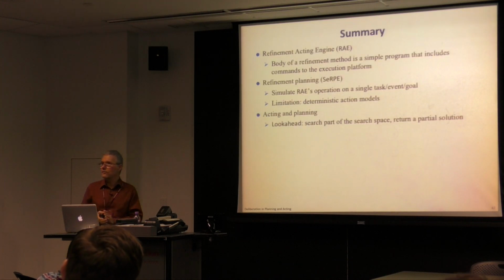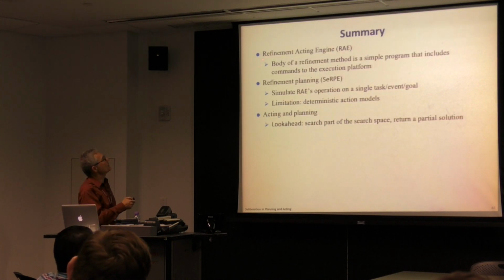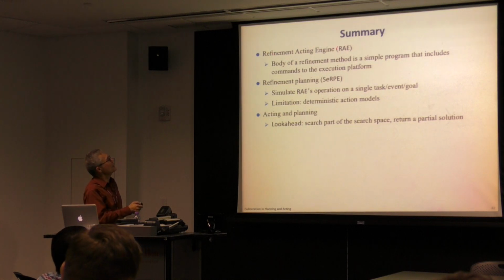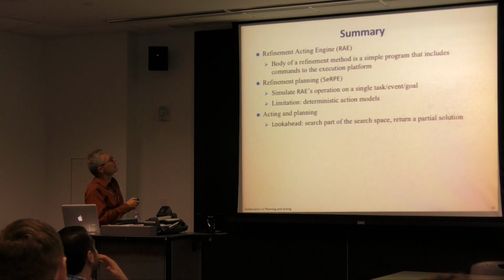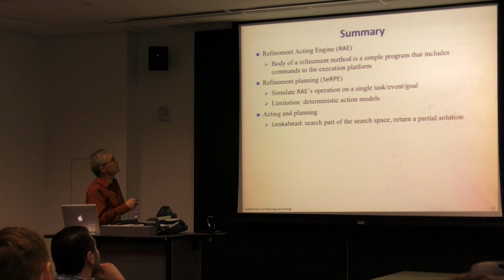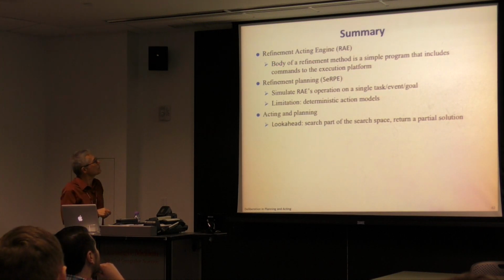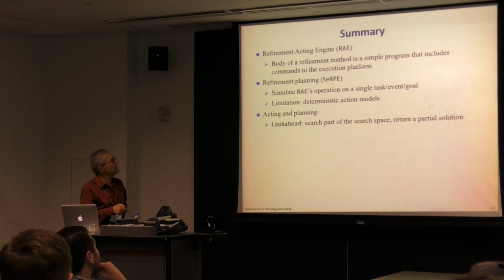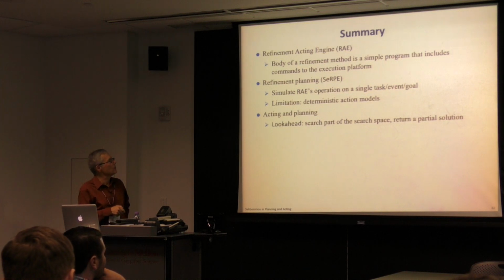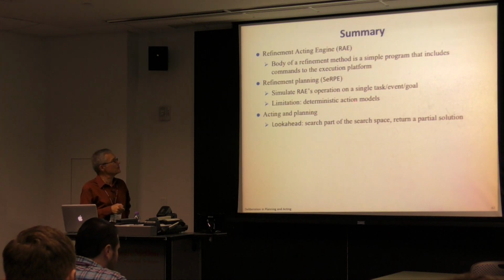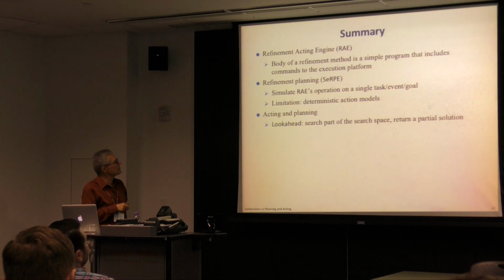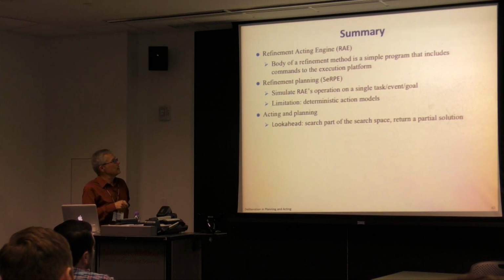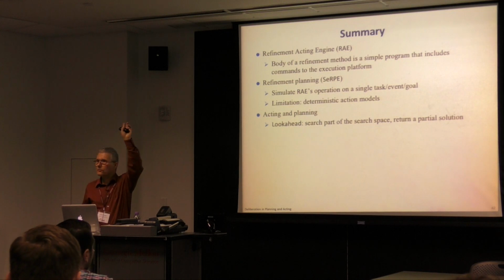So, summary of this part of the tutorial. I talked about the acting engine, Ray, and the main point about it is that the body of a refinement method is a simple program. It includes these commands of the execution platform. The refinement planning algorithm, which simulates Ray on a single task or event or goal. The limitation that it has is that it has to use deterministic action models. And then finally, the way that you combine these techniques. Are there any questions about this part of the talk?